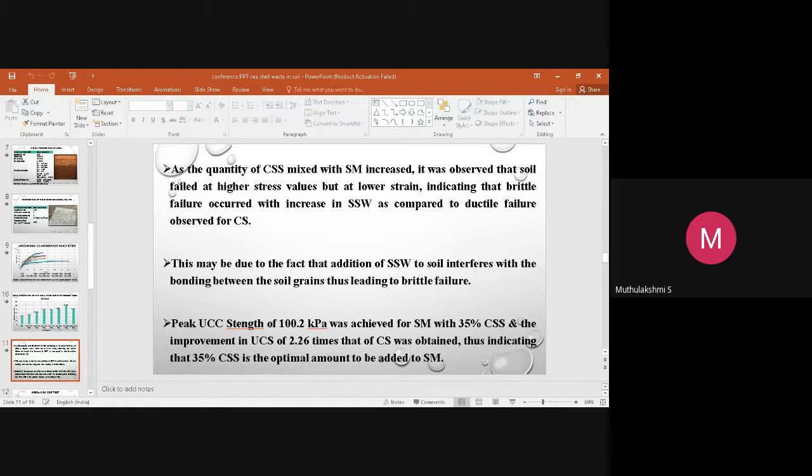A peak unconfined compressive strength of 100.2 kilopascal was achieved for soil with 35% crushed seashell waste, and an improvement in shear strength of 2.26 times that of the control specimen was observed. So we can say that the ideal percentage to be added is 35% crushed seashell waste based on the shear strength test.